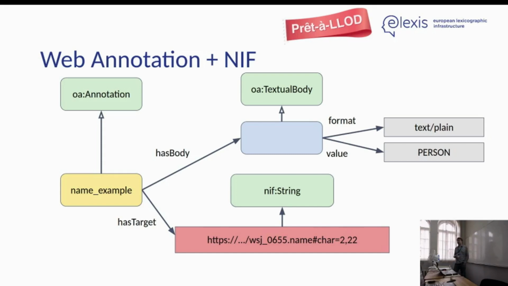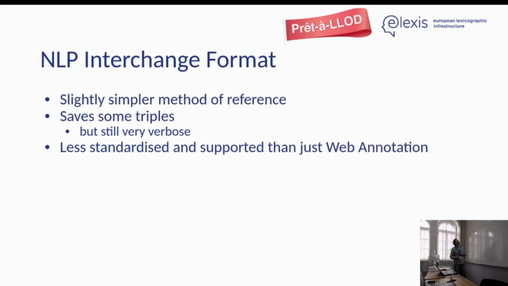And this means that now, instead of having basically 1, 2, 3, 4 URLs here, we have a single triple that's simplified with this RFC URL, which is of type NIF string. So this allows us to more simply represent a particular annotation. However, we save some triples, but the cost is that NIF is not so well standardized and not so well supported as web annotation.